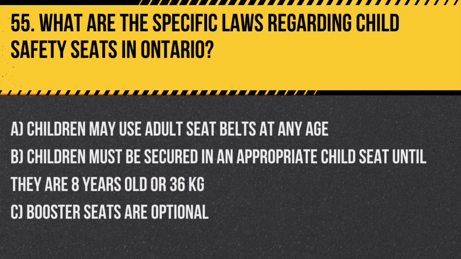Question 55. What are the specific laws regarding child safety seats in Ontario? A. Children may use adult seat belts at any age. B. Children must be secured in an appropriate child seat until they are 8 years old or 36 kilograms. C. Booster seats are optional. Answer B. Children must be secured in an appropriate child seat until they are 8 years old or 36 kilograms. This law ensures that children are adequately protected while traveling.